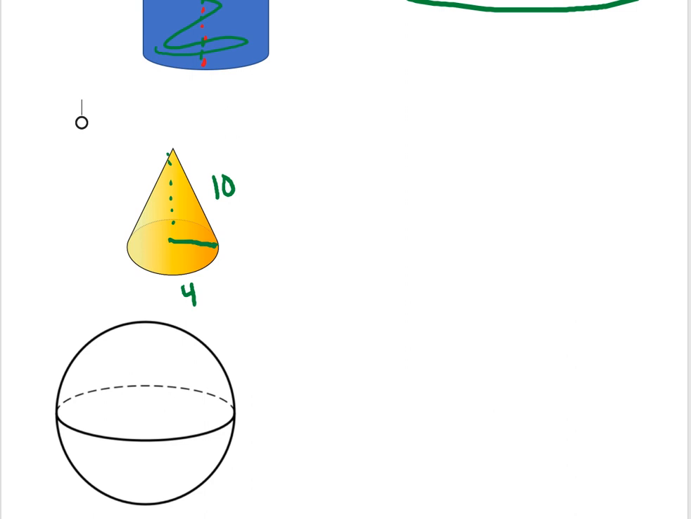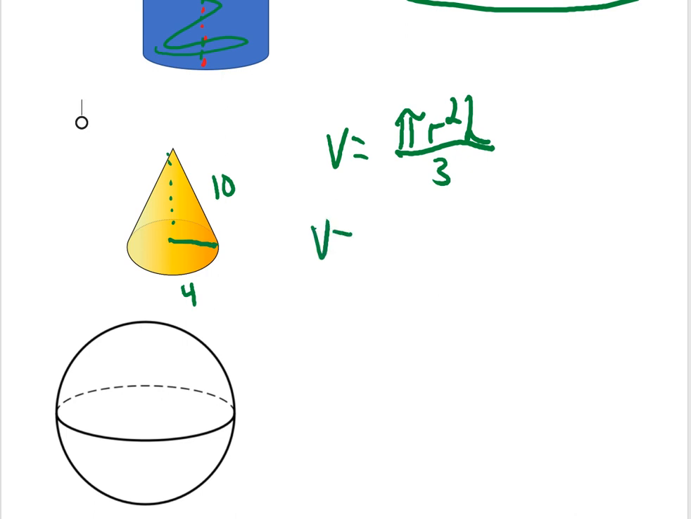The volume for a cone is pi r squared times the height, but the whole thing is divided by 3. You're going to divide it by 3 at the very end, because a cone is 3 times smaller than a cylinder with the same height and the same radius. So we're just going to plug the numbers in here now.